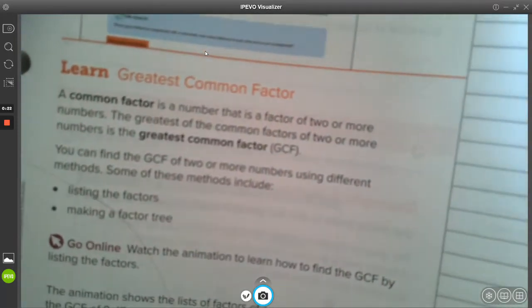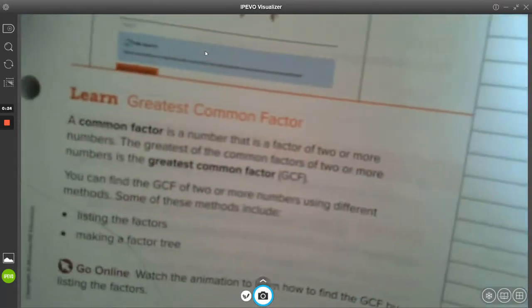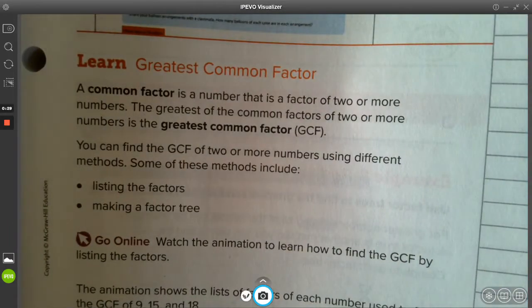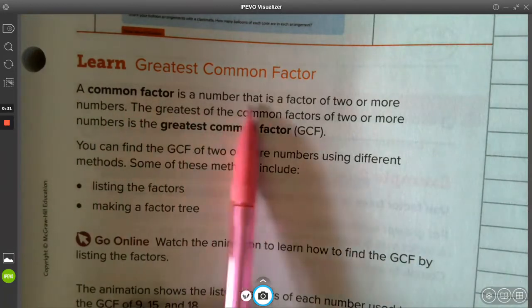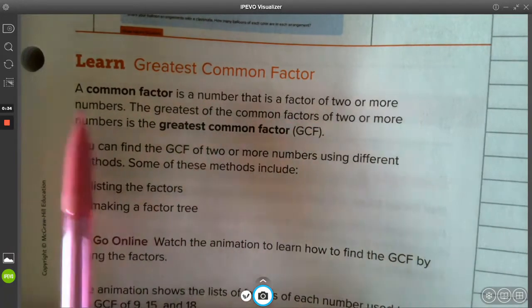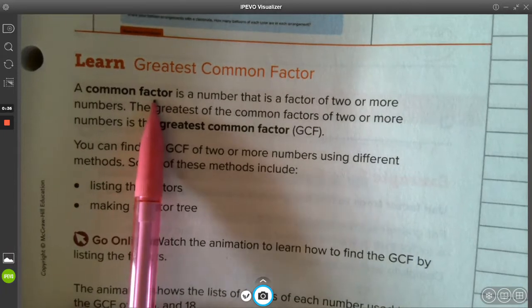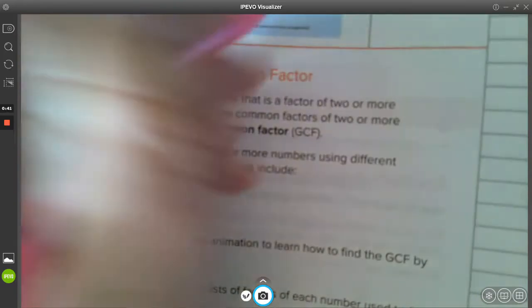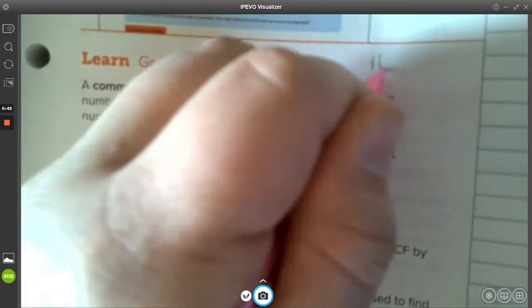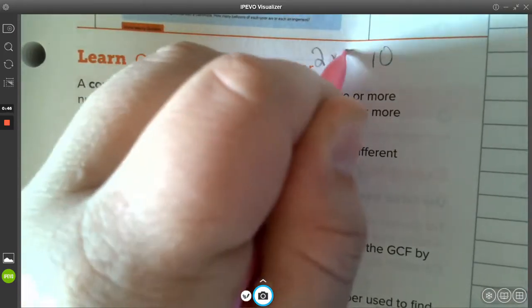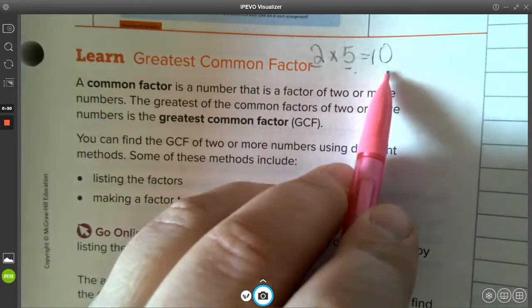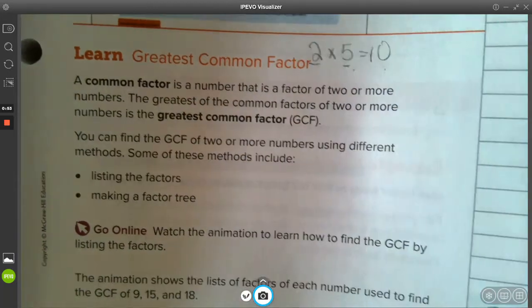Like I said, we're talking about greatest common factors and least common multiples. This is something we've already touched on a little bit this year, but we'll dive deeper into it right now. A common factor is a number that is a factor of two or more numbers. Factors, remember, are the numbers that we multiply together. For example, if we were going to find 10, you might use 2 and 5. 2 and 5 are both factors that we would multiply together to get to 10.